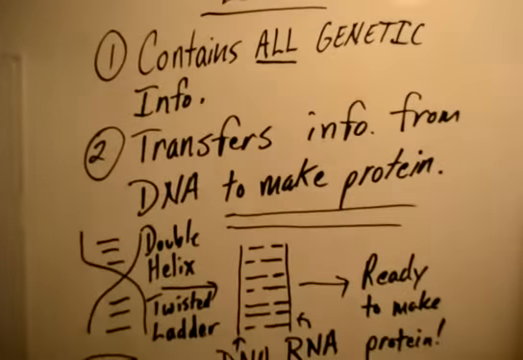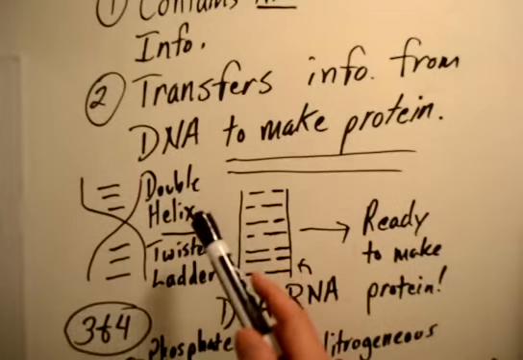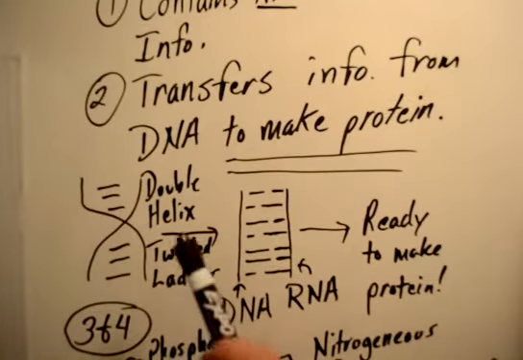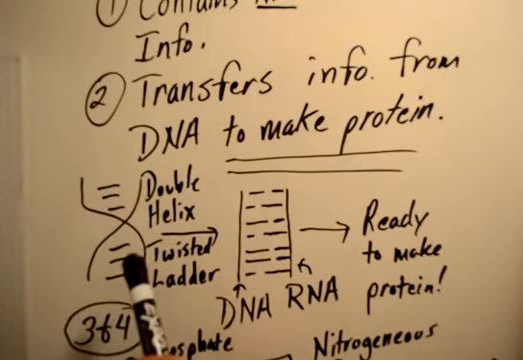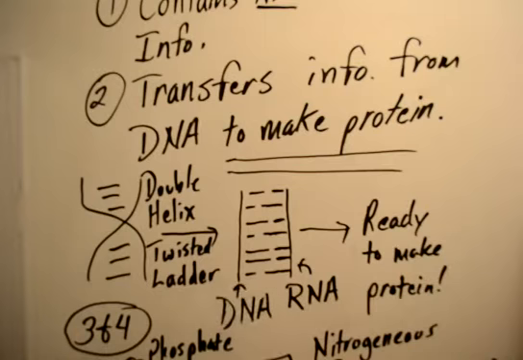So what happens is that DNA is a double helix. Okay, so it's a double helix or in the shape of a twisted ladder. And so what's going to happen is that it's going to unwind and it's actually going to separate into a single strand. So this is our single strand of DNA. So that single strand of DNA is eventually going to be copied by this RNA.